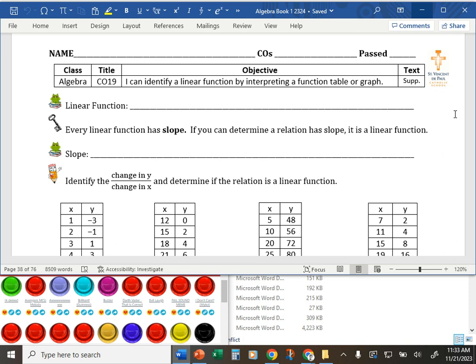Open up your binder. CO19. Let's follow the plot. And we're going to talk about today something called linear functions.